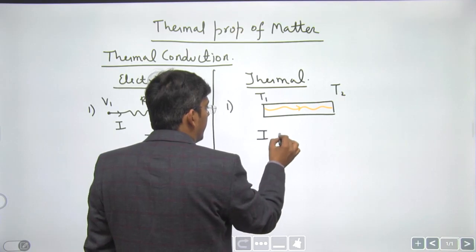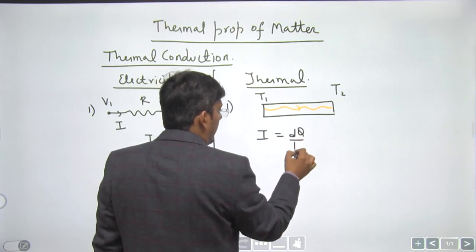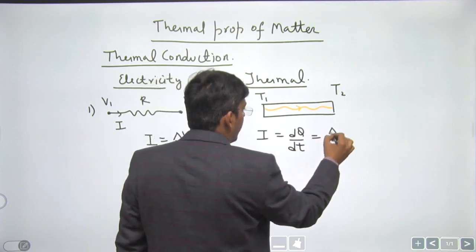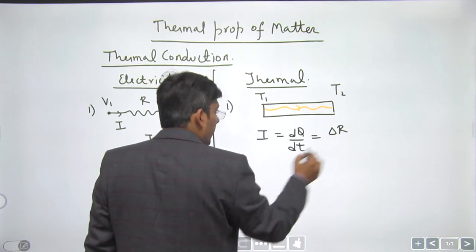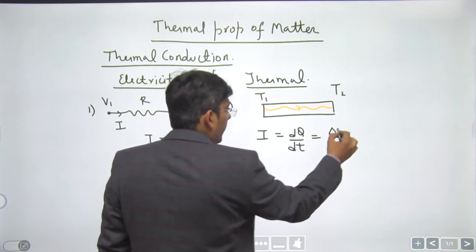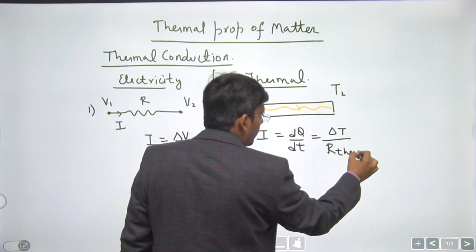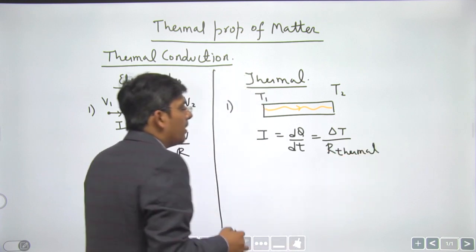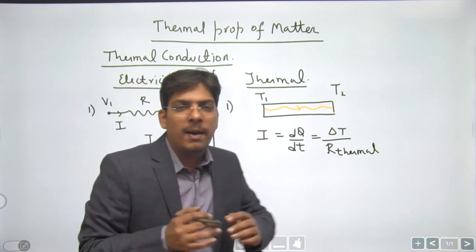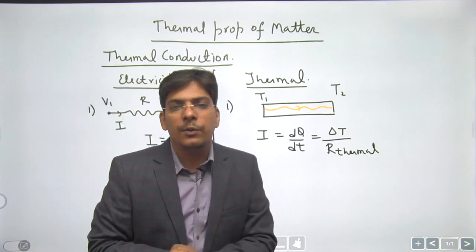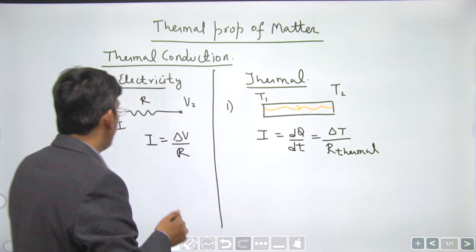Heat current I, which is also the rate of flow of heat, is actually the temperature difference divided by resistance. It is not electrical resistance, rather it is thermal resistance. That is the opposition offered by a conducting slab to the flow of heat, okay?